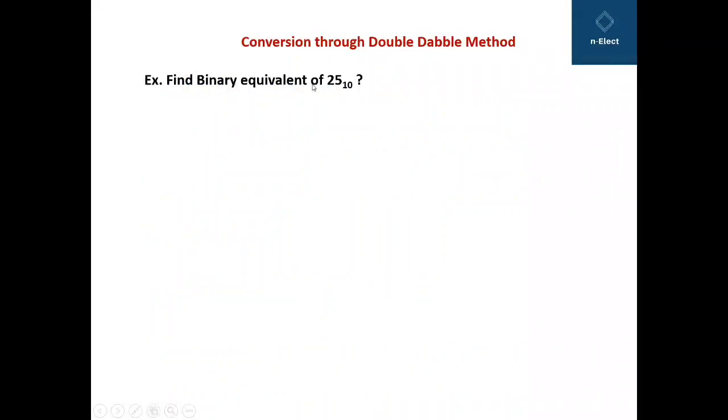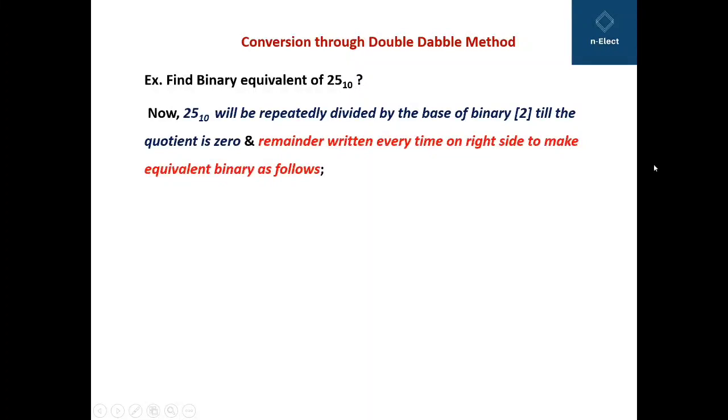Find the binary equivalent of 25 decimal. If I want to convert 25 decimal into binary, what will I do? Now 25 decimal will be repeatedly divided by the base of binary. And what is binary? Binary is base 2. I will have to continue dividing the number 25 by 2 till the quotient is 0, and the remainder is written every time on the right hand side to make the equivalent binary, as follows.